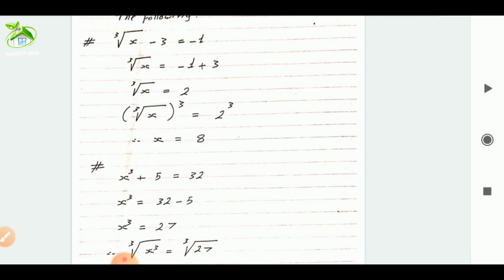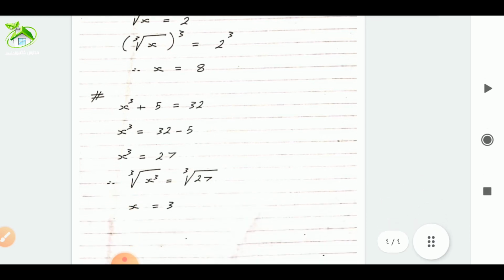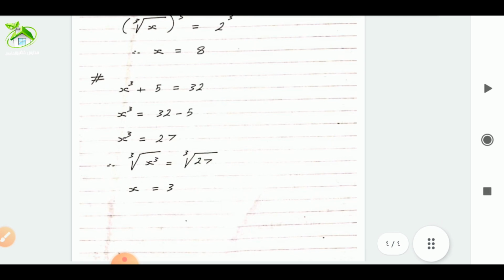To get the value of x, we take the number whose cube root gives 2, by taking power 3 to both sides. When we take power 3 to both sides, we get x equals 8.